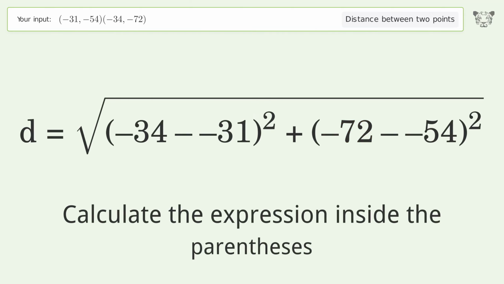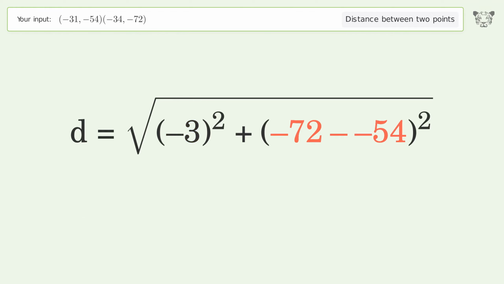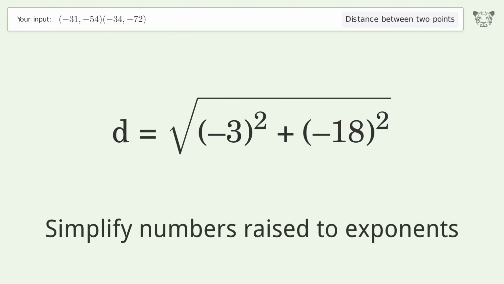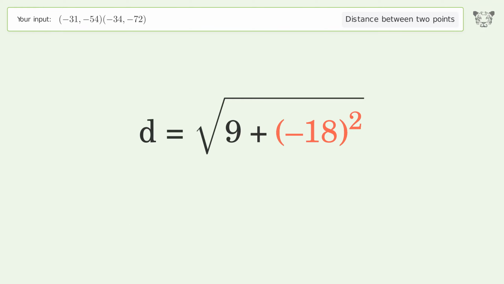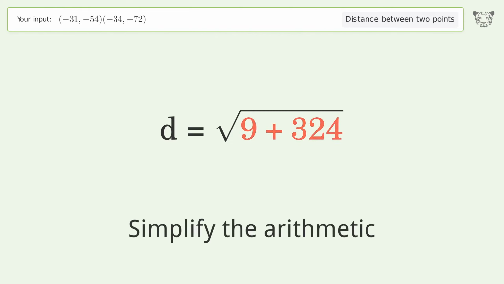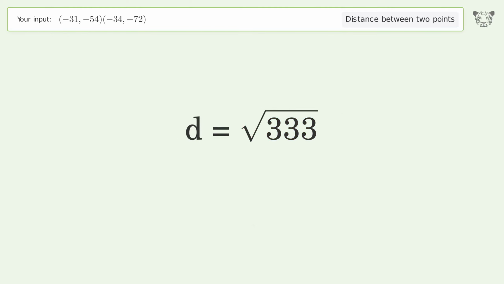Calculate the expression inside the parentheses. Simplify numbers raised to exponents. Simplify the arithmetic. And so the distance between the 2 points is the square root of 333, or 18.248.